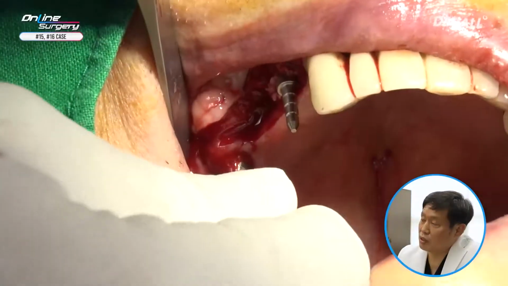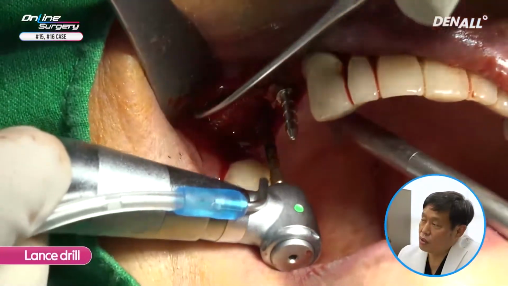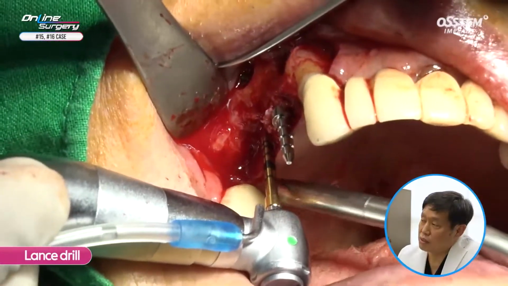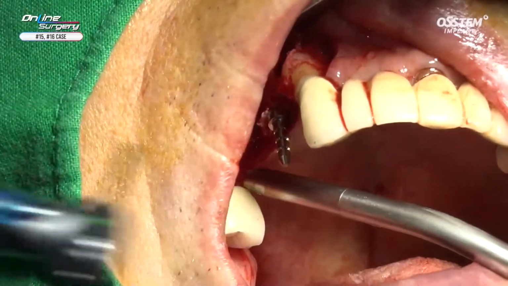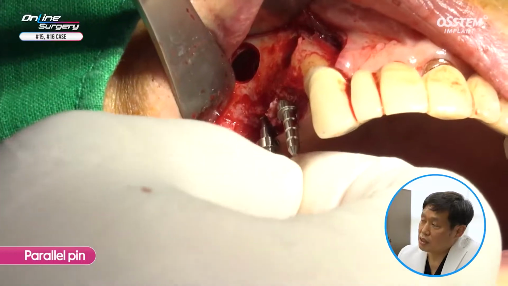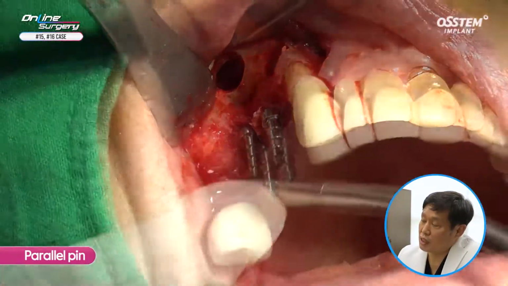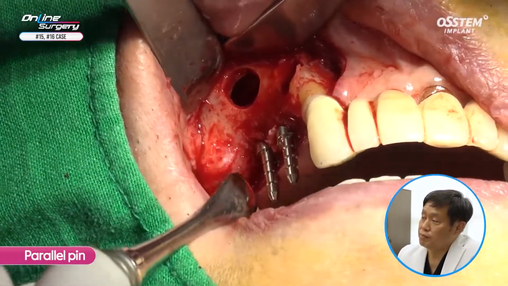In order to find the position, I'm repositioning the crown of the implant that was existing. A parallel pin is placed. So I'm considering the position and form of the mesial implant.